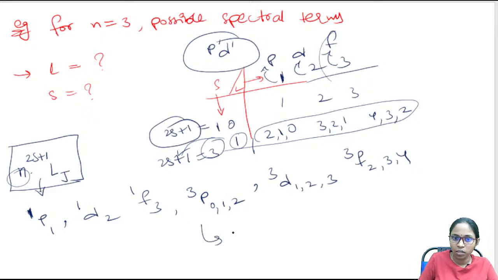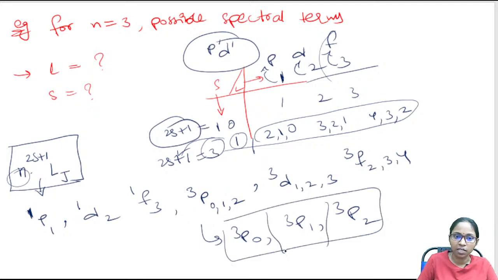So this can also be written as 3P0, 3P1, 3P2. And you write this as 3D1, 3D2, 3D3. And here 3F2, 3F3, 3F4. This is a way to write the spectral terms. And how many spectral terms are we having here? 1, 2, 3, 4, 5, 6, 7, 8, 9, 10, 11, 12. Here we are having 12 spectral terms.